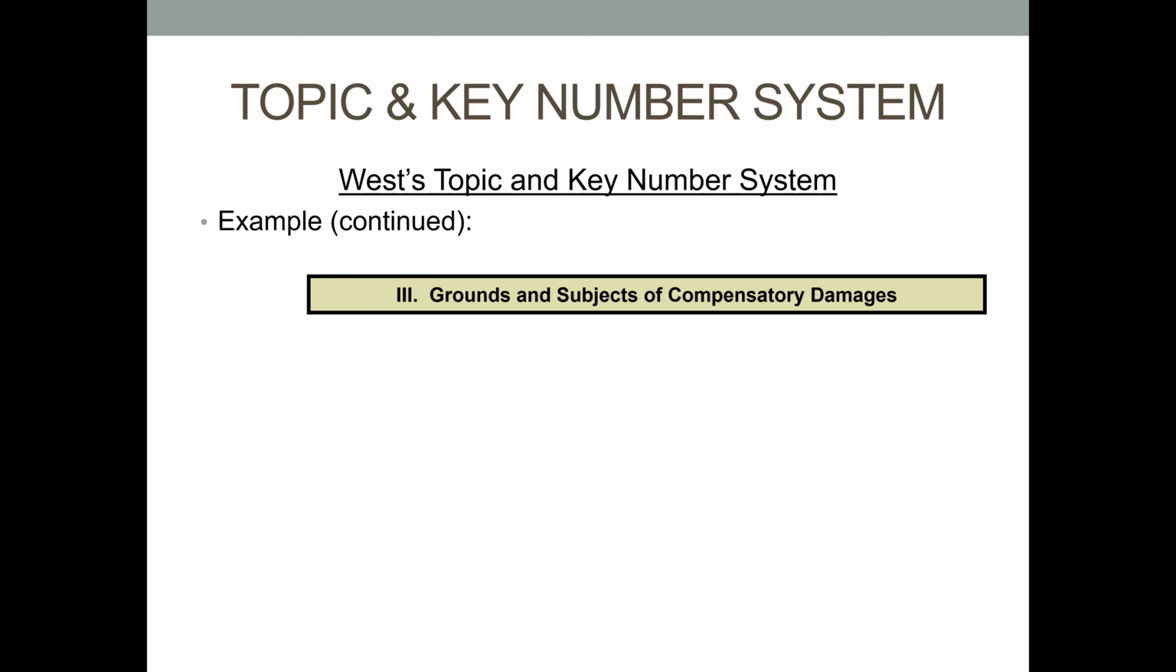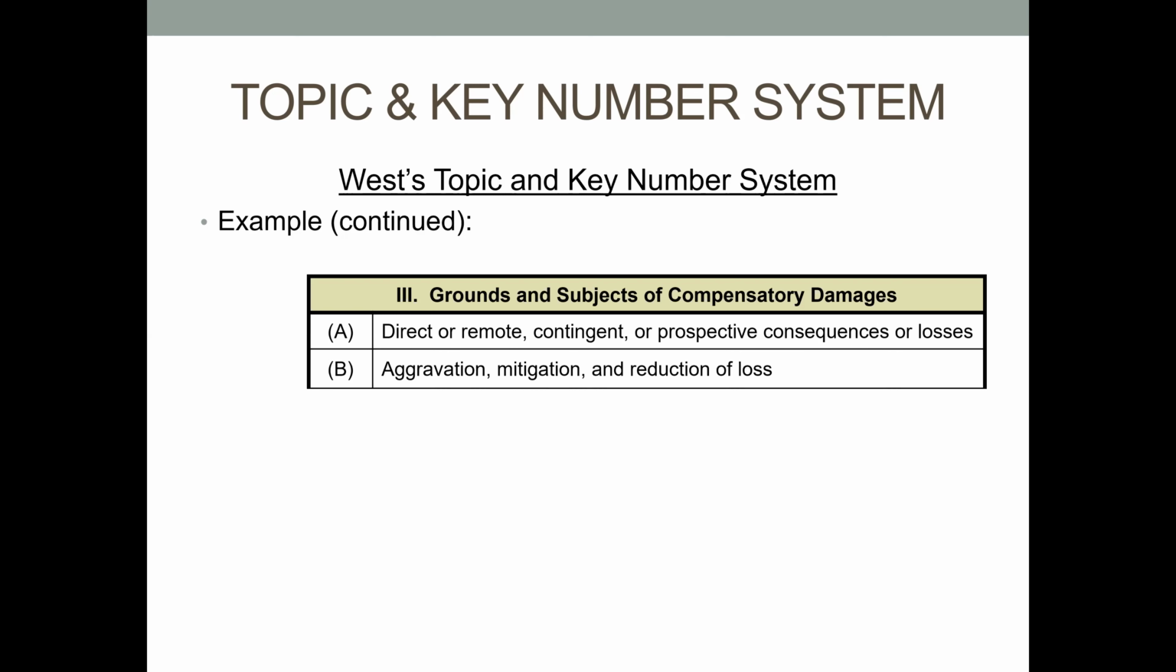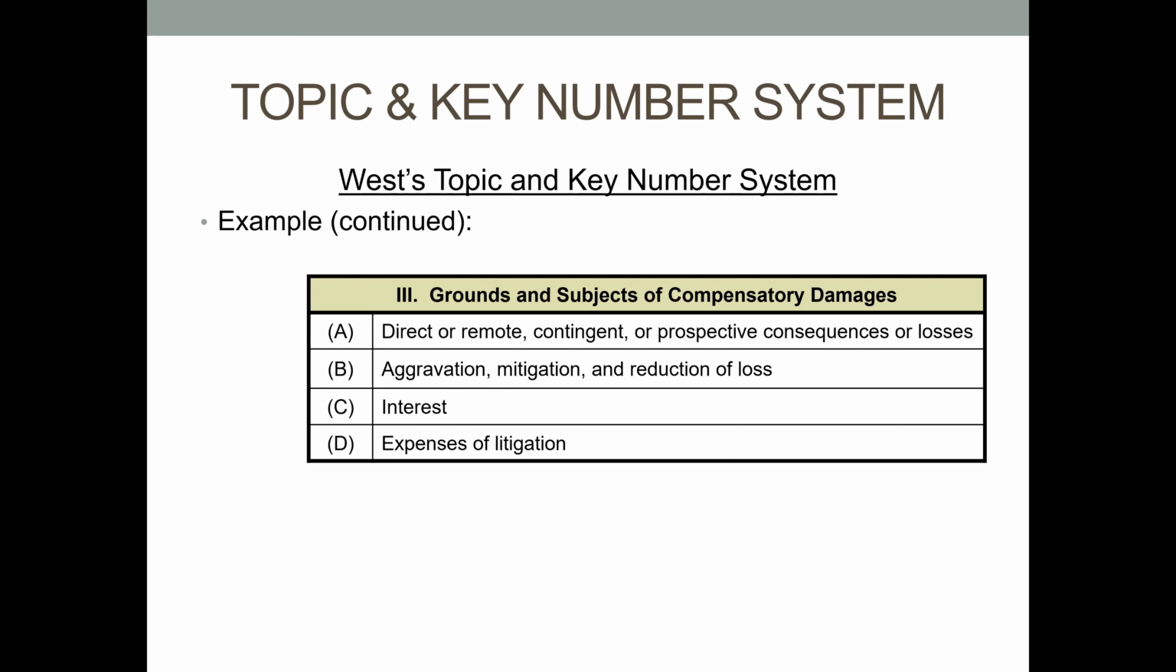So here we are, grounds and subjects of compensatory damages. Well, here is how West's editors subdivided this legal concept. Direct or remote, contingent or prospective, that is future, consequences or losses, aggravation, mitigation, and reduction of loss, interest, and expenses of litigation. So here we have four narrower topics into which the legal concept of compensatory damages has been divided.